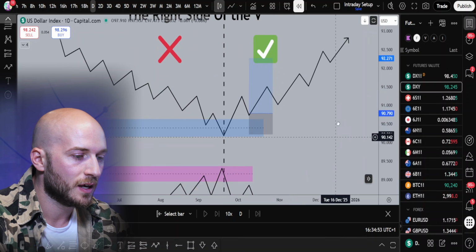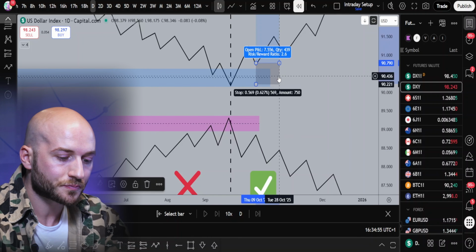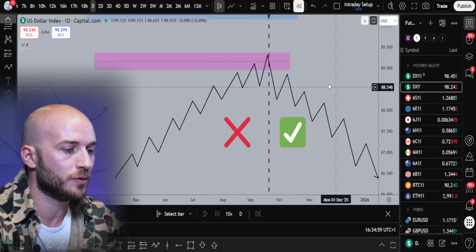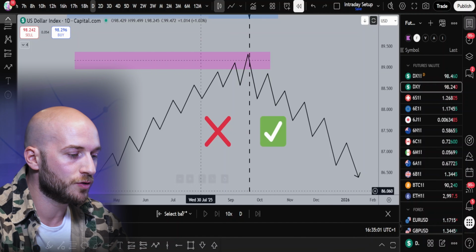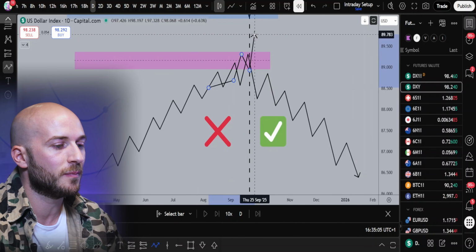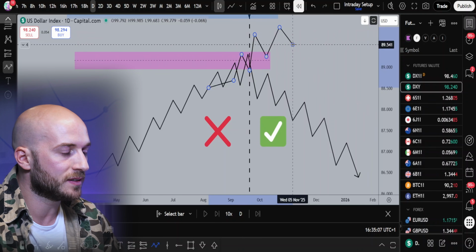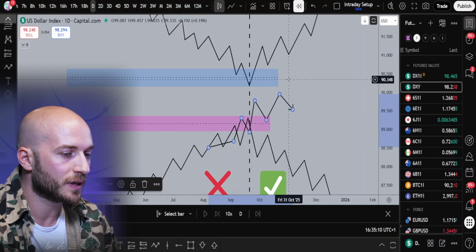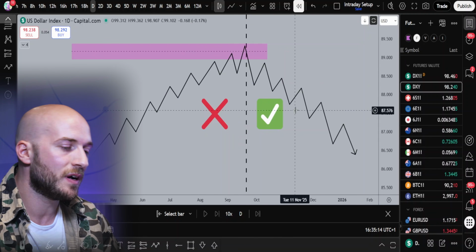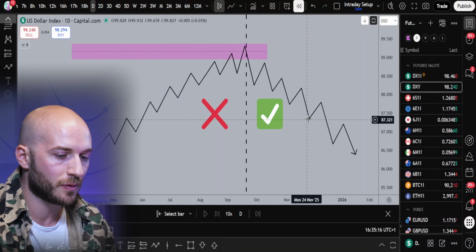And of course, in a short environment, you have your supply. Don't just try to guess where the market will interrupt, because you never know. Go on the right side. It's a very simple concept, but very powerful.